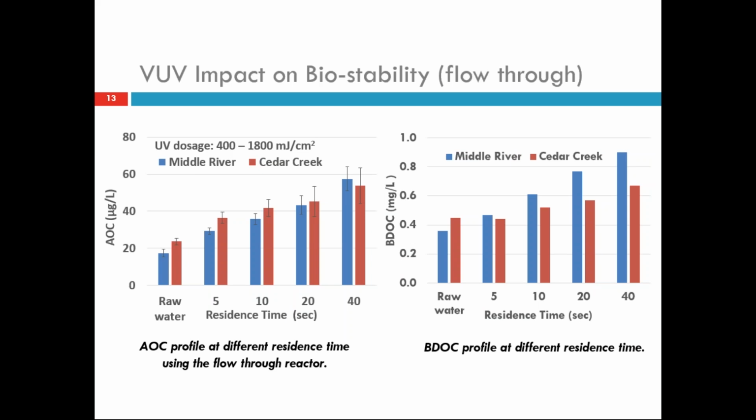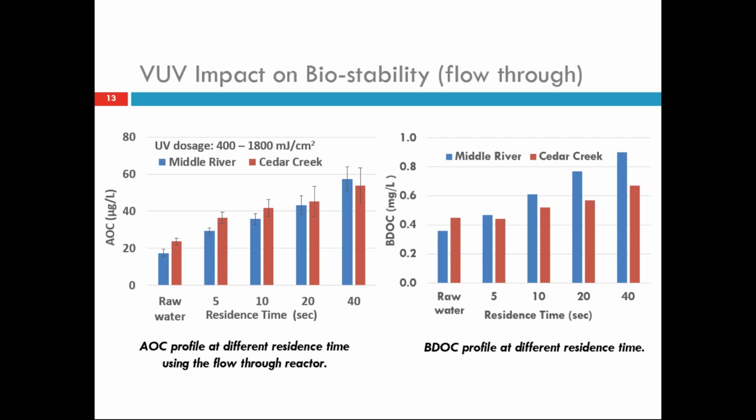Now this slide shows the AOC and BDOC data using the flow-through reactor. On the first graph, we have the AOC concentration in parts per billion or micrograms per liter, while on the x-axis of both graphs, we have the residence time ranging 5, 10, 20, and 40 seconds. The corresponding UV dose with respect to these residence times were in the range of 400 to 1800 millijoules per centimeter square. And here we can see how quick the vacuum UV process is. For example, 40 seconds gives us a UV dose of 1800 millijoules per centimeter square.